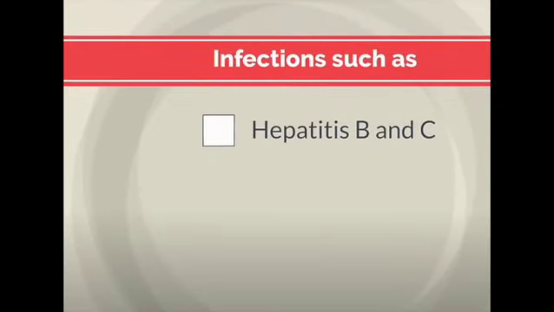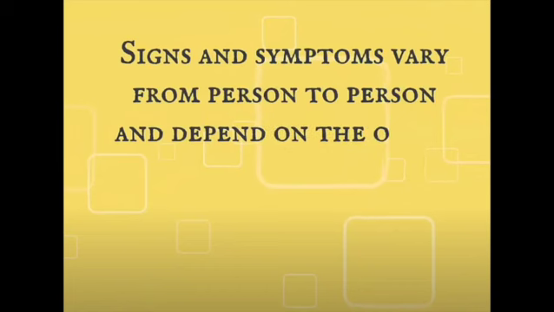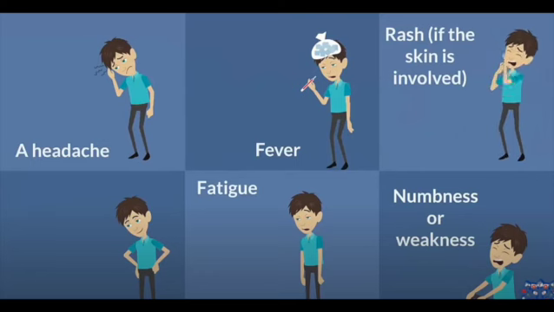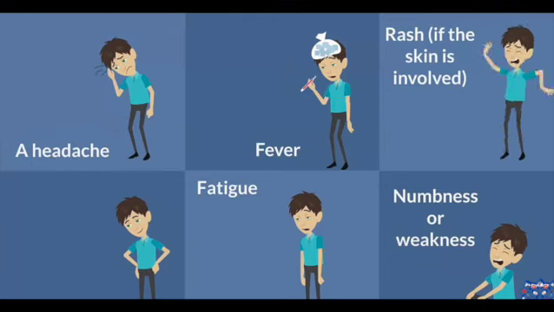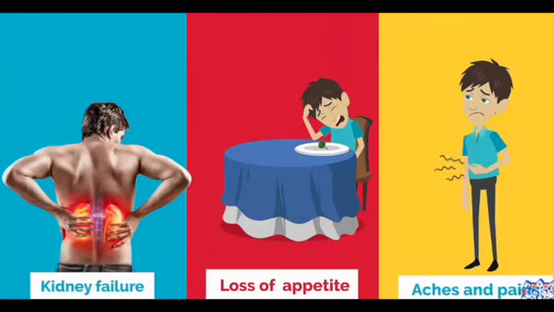The causes can be hepatitis B, C, any cancer, immune diseases, or many medications. Signs and symptoms can vary from person to person and depend on the organ affected and the severity of the disease. Although the most common symptoms can be rash on the skin and fever, the patient can complain of headache. Now, there are n number of causes of headache, we know. Patients can also have kidney failure, loss of appetite, weight loss, aches and pain.